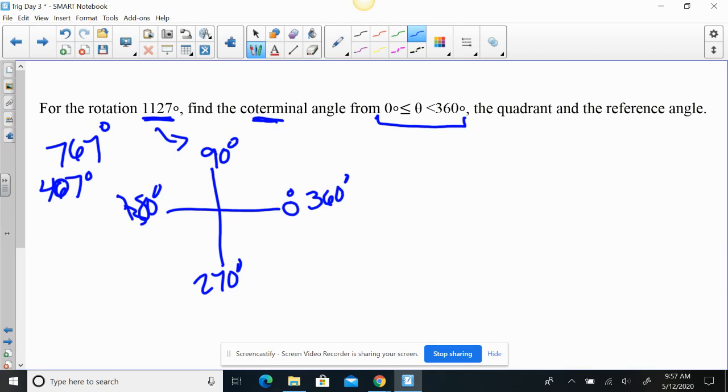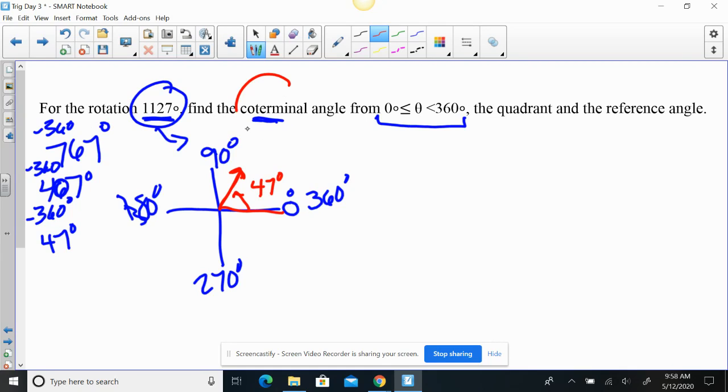Getting better, but let's just do one more time. So subtract 360, I'm going to do it one more time, and that leaves me with 47 degrees. So this angle here is really 47 degrees. So I'm going to put that here. There's my initial side, here's my terminal side, and I'm at 47 degrees.